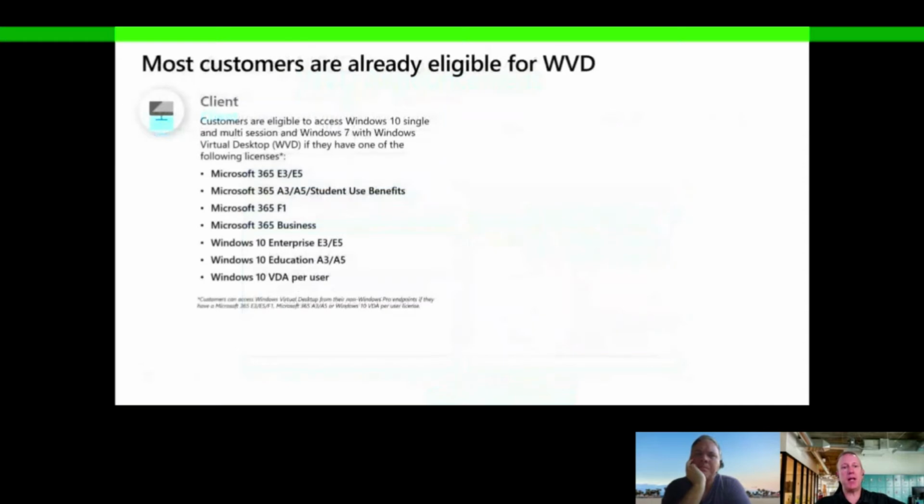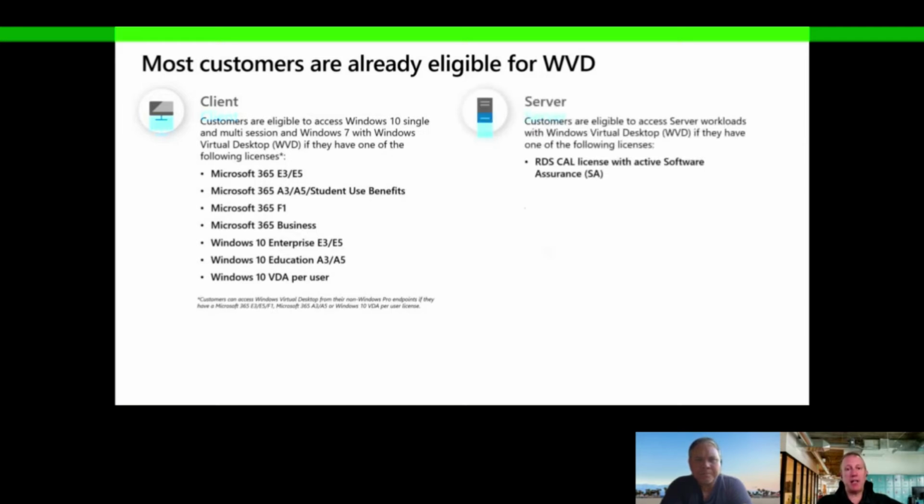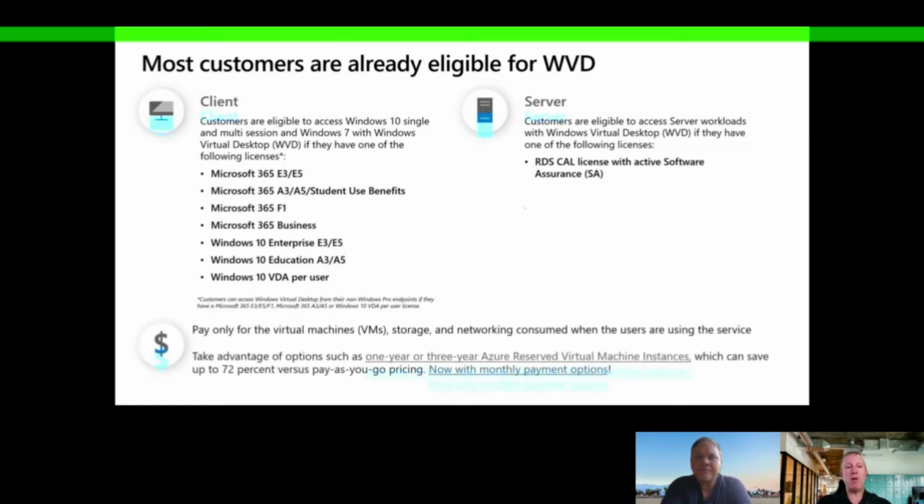And the other thing is I talked about the licensing. Most customers, if they have one of these licenses, are already eligible for it. There's E3, Windows 10 Enterprise E3. On the server side of things, customers are eligible to access server workloads. All they need to have is an RDS account, which is part of Software Assurance, right? And the good thing is they only pay for the virtual machine, storage and networking that's consumed, just like any other Azure service, right? And we have ways for them to save money, and there's a link at the bottom of these slides which we'll make available.